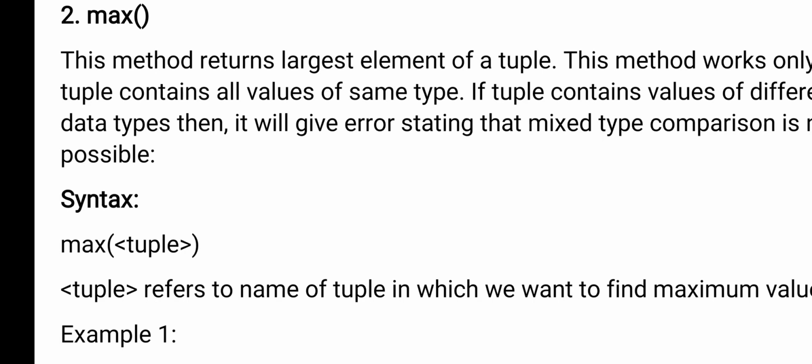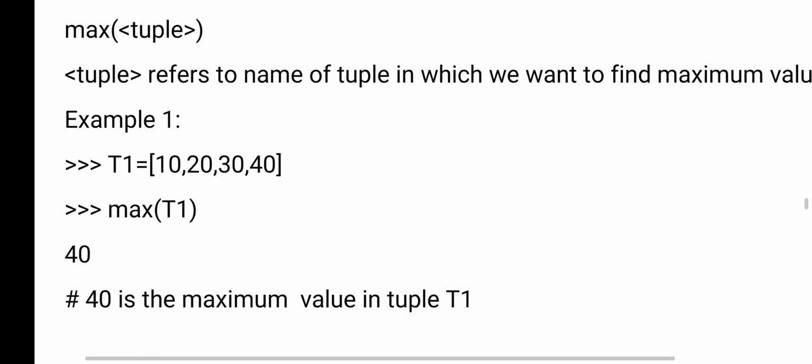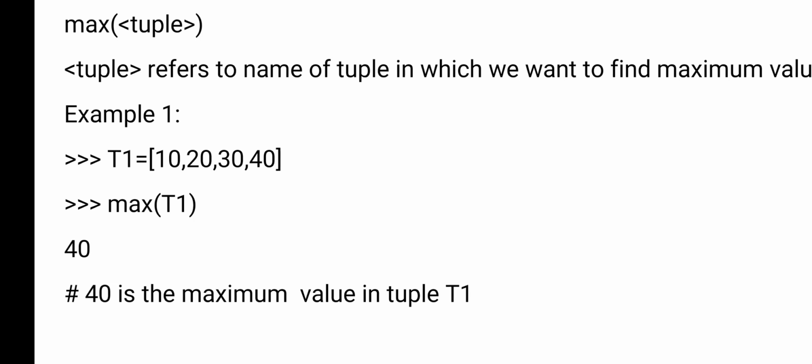Okay, so the max function is used to find the maximum, the largest element in the tuple, but there is a condition that all the elements in the tuple should be of the same type, then it is easy to find. See here in this example, in the T1 tuple I have given 10, 20, 30, 40. Total 4 elements are there. Now I want to find which is the largest element in the tuple. So 40 is the largest element in the tuple. So that is printed on the screen.